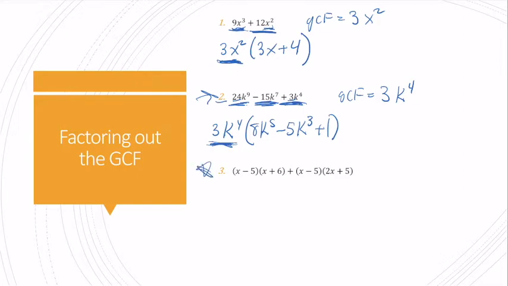Now let's take a look at example 3. This one's a little bit trickier. I have x minus 5 times x plus 6 plus x minus 5 times 2x plus 5.